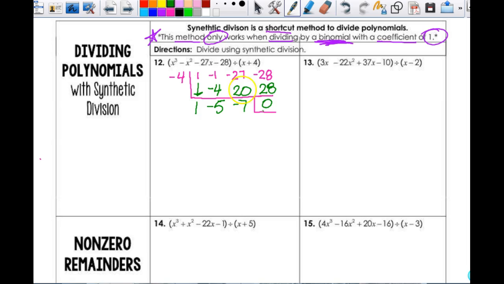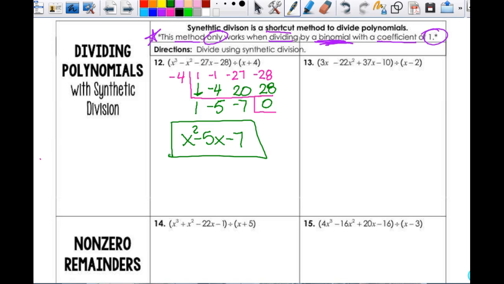Like, what are these numbers? They're the coefficients of my quotient, right? Since this was the x cubed term, when I divide, this is the coefficient of the x squared term. So I get x squared minus 5x minus 7. That's my quotient, my answer after I divide.